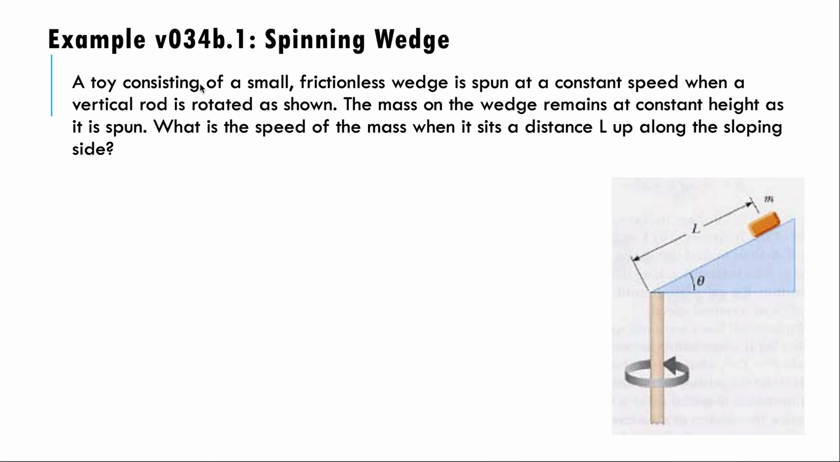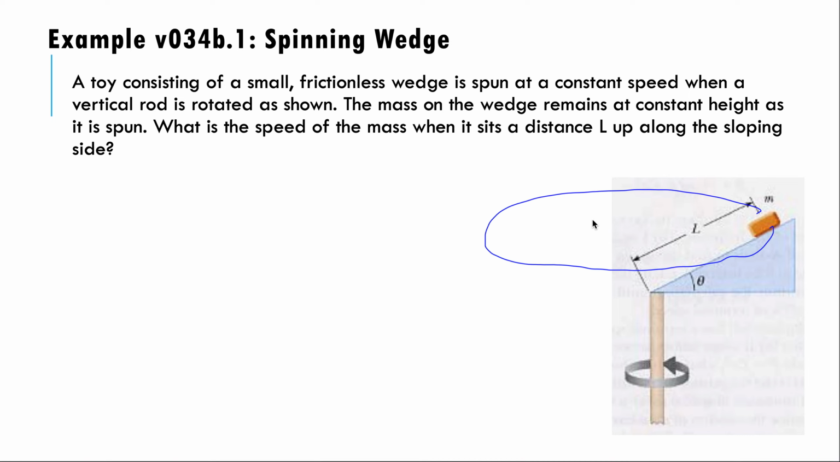It says a toy consisting of a small frictionless wedge is spun at a constant speed when a vertical rod is rotated as shown. So we have this vertical rod being rotated, and it causes the whole wedge to rotate and the mass, this block here, to rotate as well. The mass on the wedge remains at constant height as the wedge is spun. So that means that as this wedge is spun, this mass is going to move in a horizontal circle. What is the speed of the mass when it sits a distance L up along the sloping side?